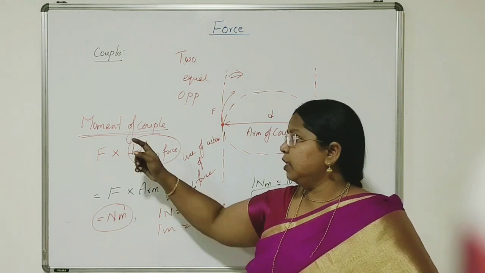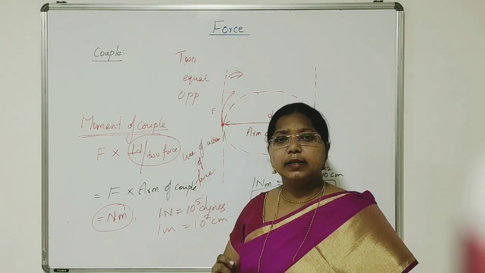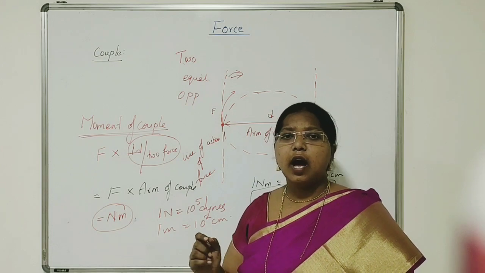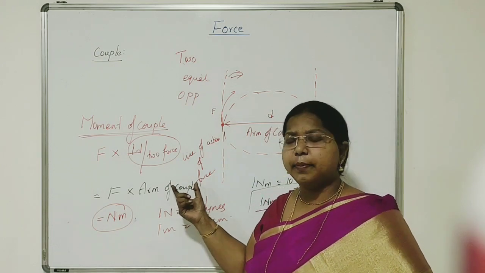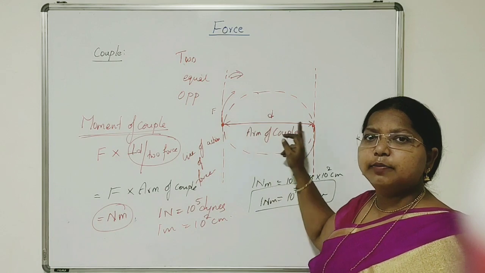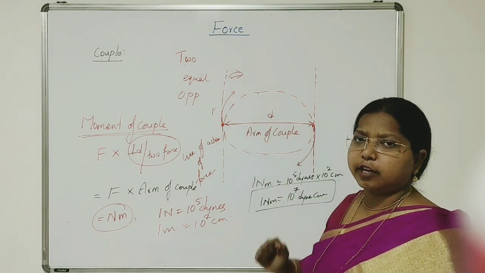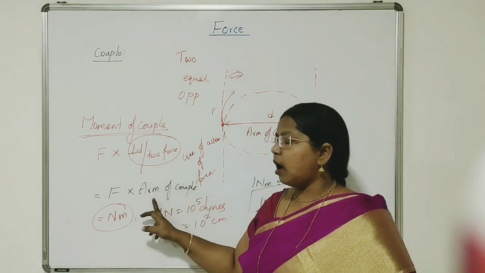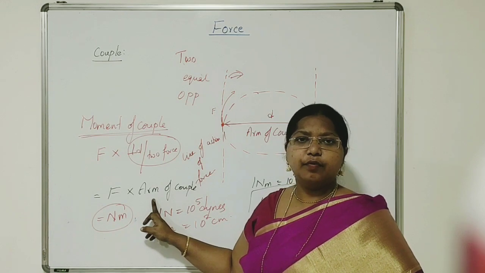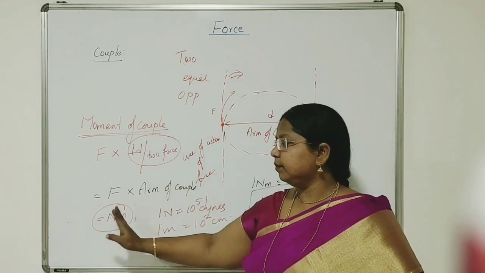Next, moving on to moment of couple. Moment of couple is a product of force into arm of couple. What is arm of couple? Arm of couple is the distance between the two different lines of action of force. Force into arm of couple is called moment of force, moment of couple.